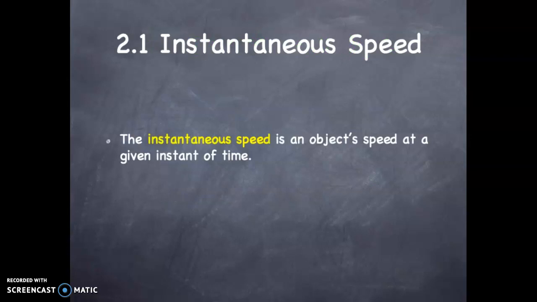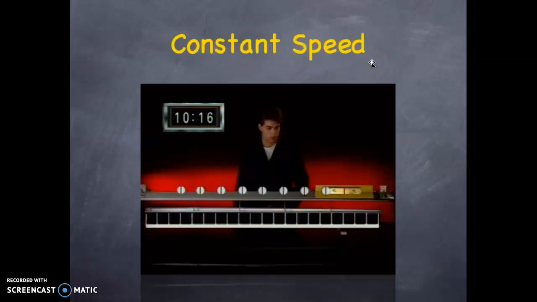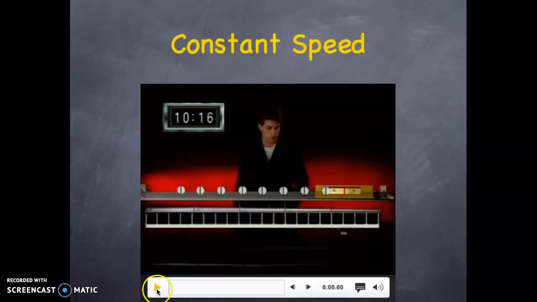Instantaneous speed now. Instantaneous speed is an object's speed at a given instant of time. That is the speed that your speedometer reads on your automobile. It's the instantaneous speed. As you accelerate or as you slow down, you get a reading on the speedometer. That's your instantaneous speed. So learn this phrase, instantaneous speed. Okay, go on then. And so here's an illustration of this.